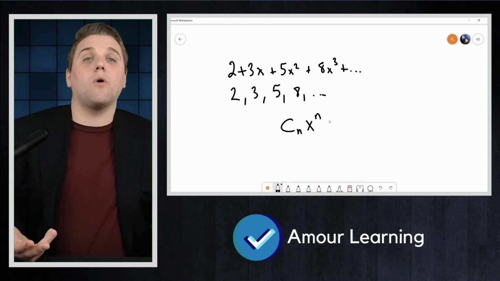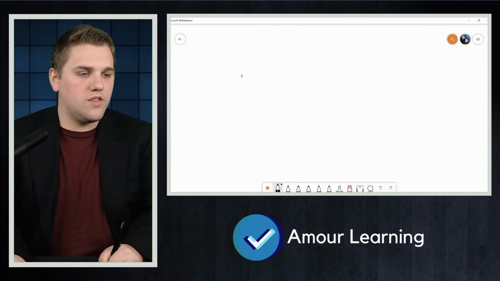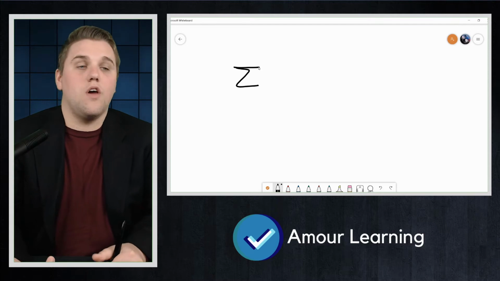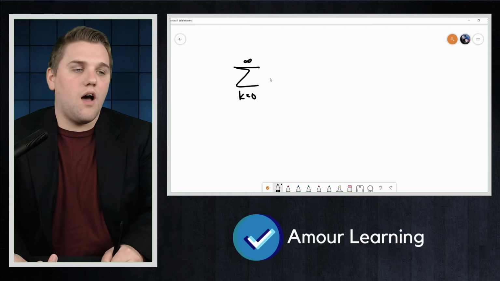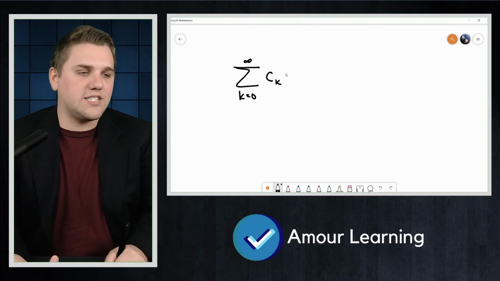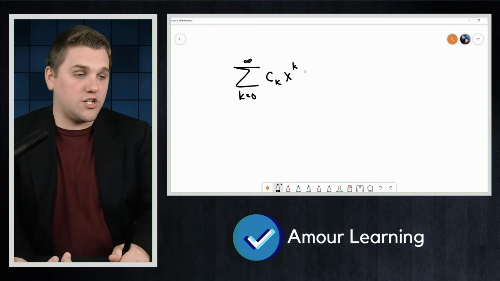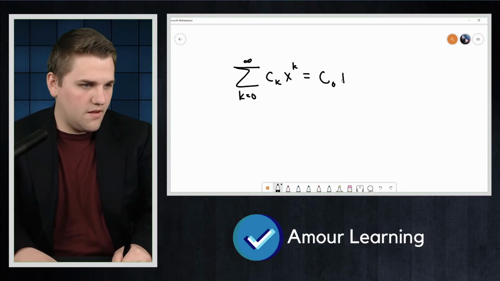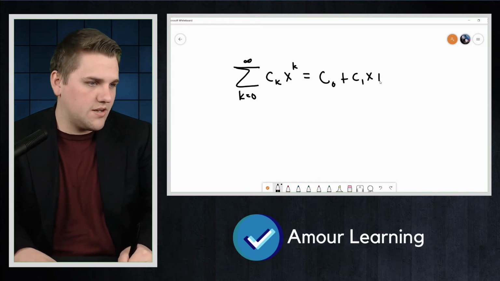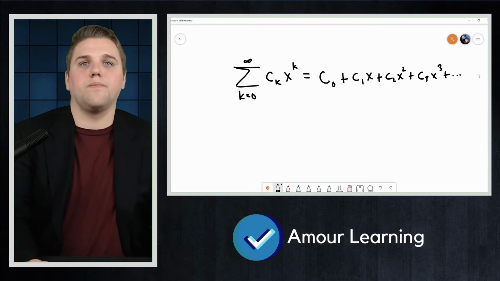So we might write a power series like this. The sum up to infinity from k equals 0 of ck x to the k, or expanded, it would look something like this. C naught plus C1x plus C2x squared plus C3x cubed, and so forth.